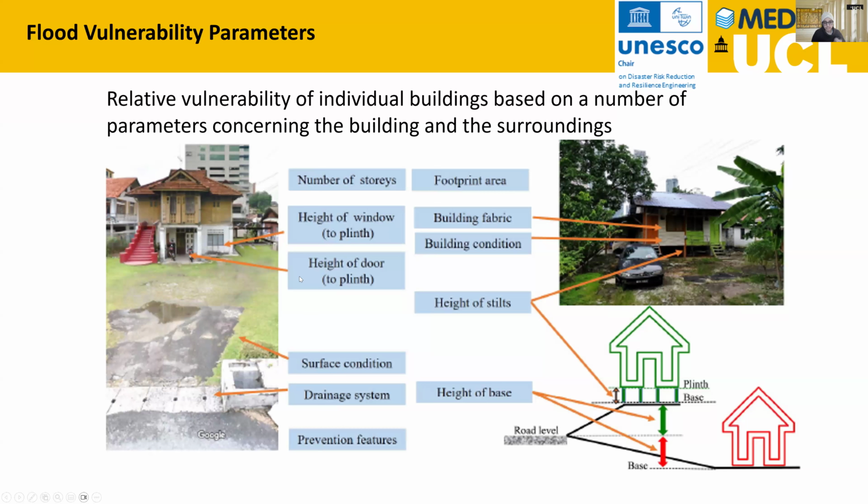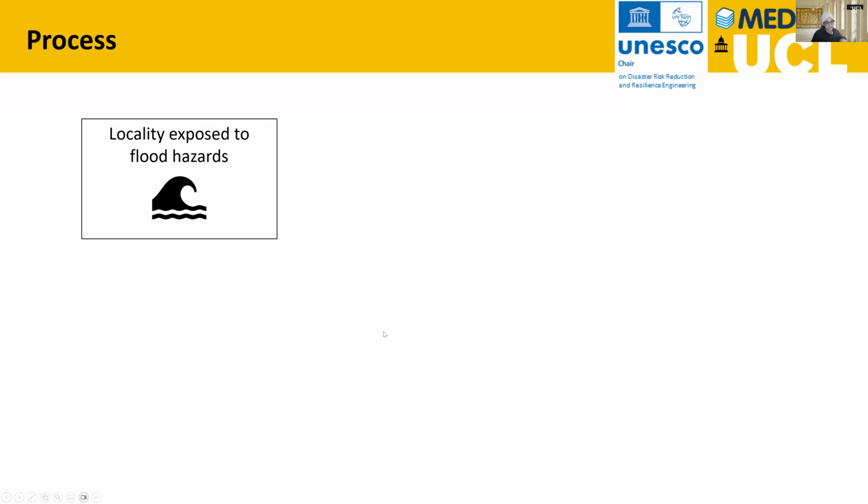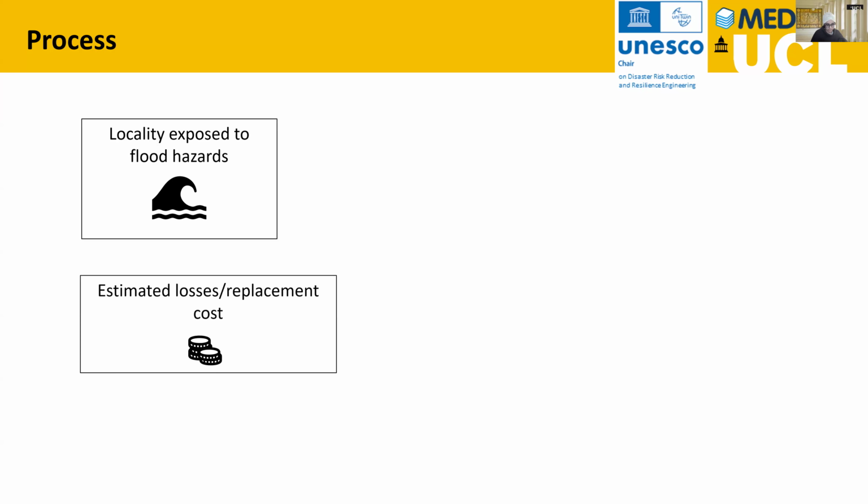So the set of parameters has been updated for each version of Parnassus on a case-to-case basis. How we then use the parameters to define the vulnerability is what we're going to discuss in this presentation. So we start with this: we know there is this locality exposed to floods. That's where we are going to start our vulnerability analysis.